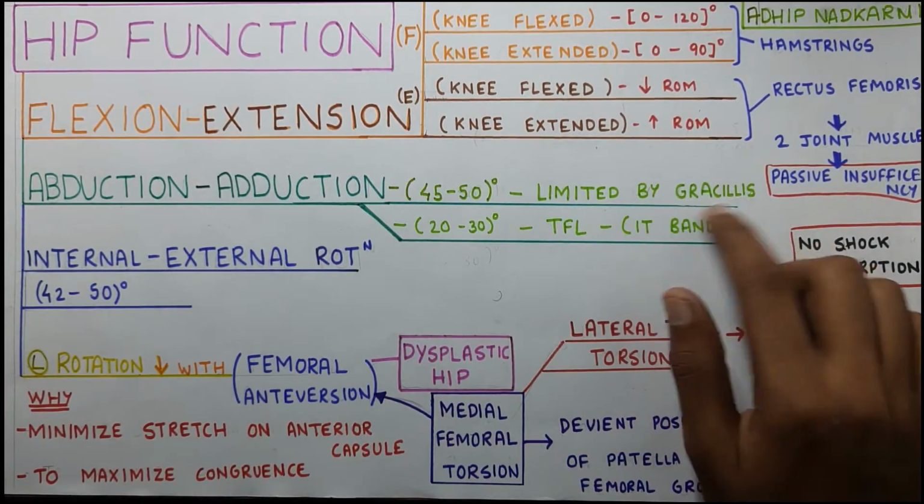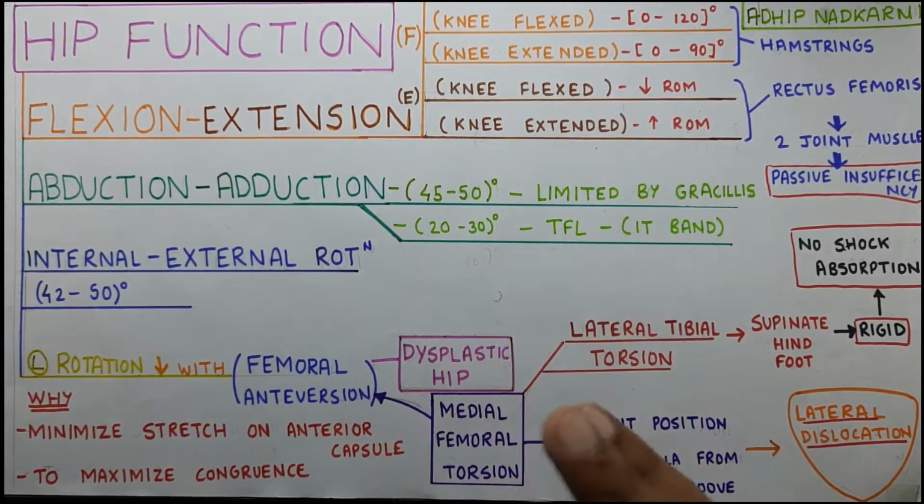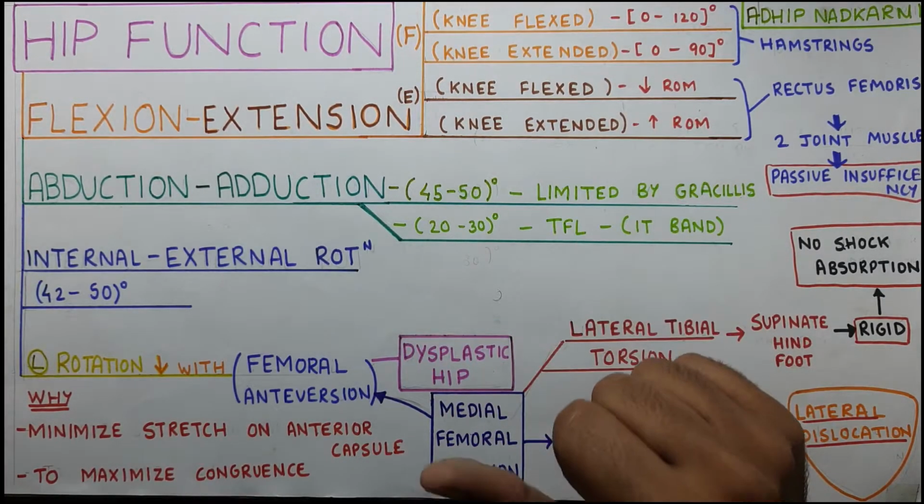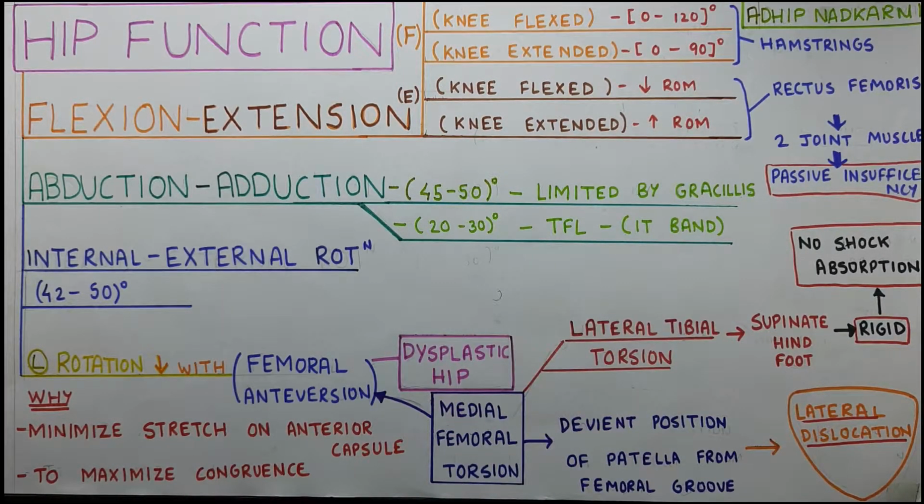Just for a recall, the gracilis is a part of the three muscles, that is the SGS, right? And which are those muscles? The sartorius, gracilis and semitendinosus. And it is called the pes anserinus.